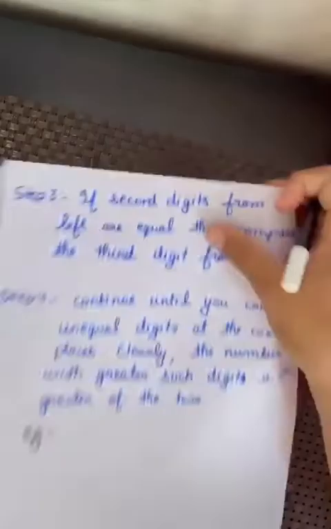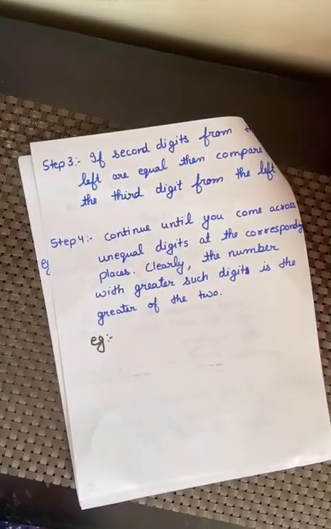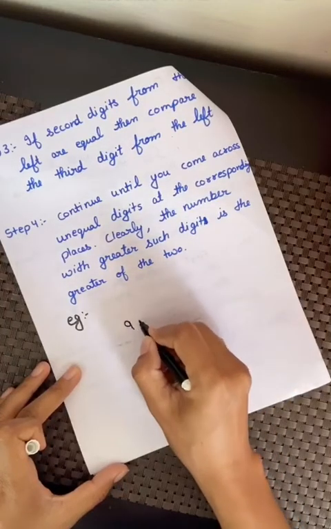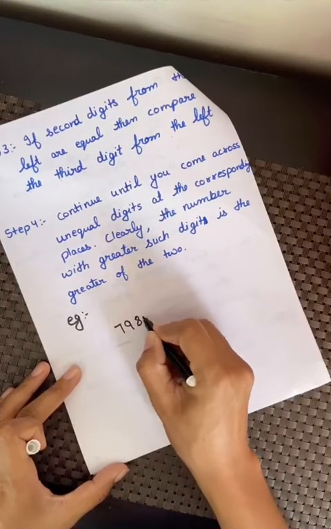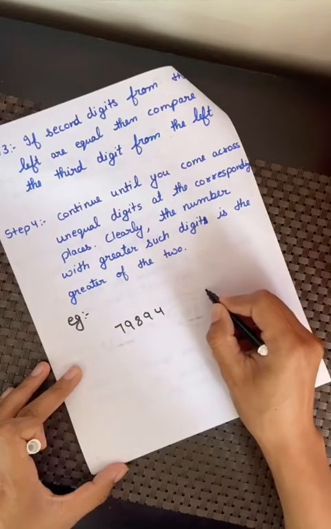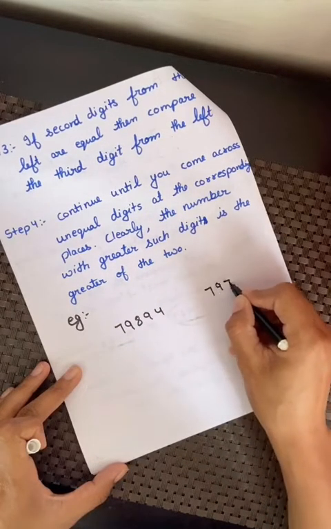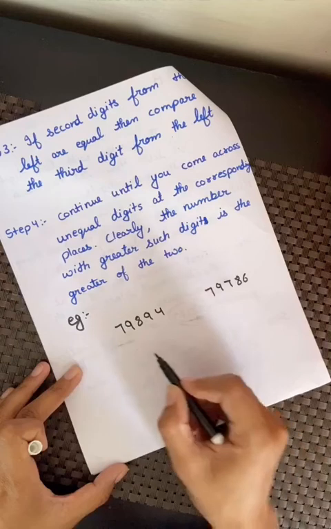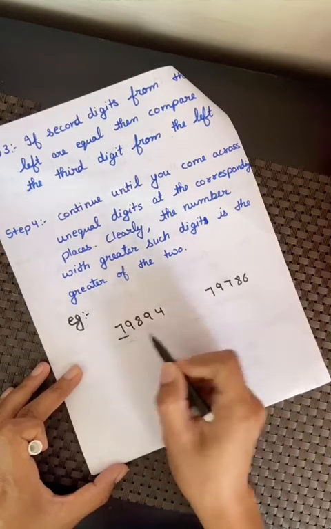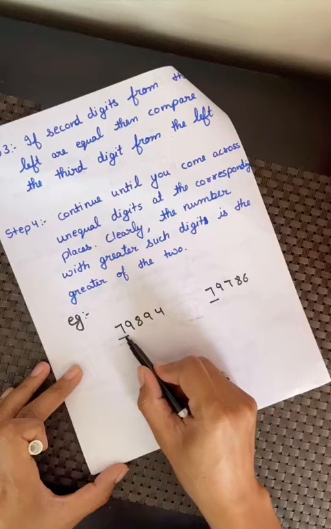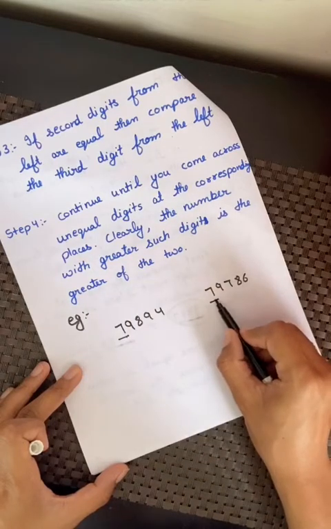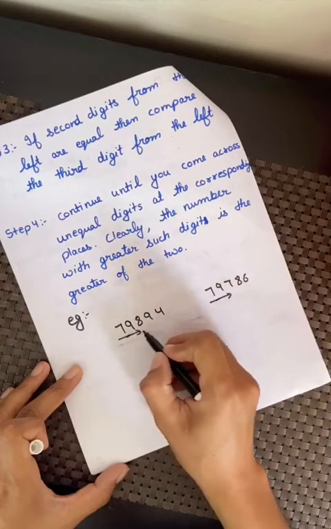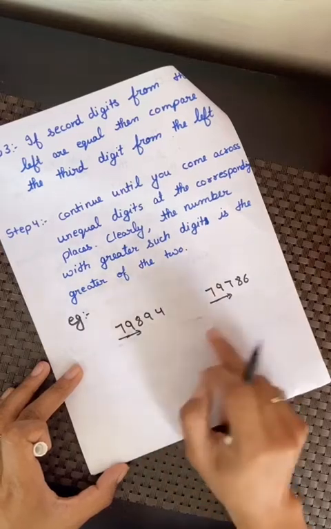We can take any example over here. Let me take one example to explain. Suppose we have 79894 and 79786. We have to compare which number is greater out of these two. First, let's see the first digit from the leftmost side. This is 7, this is 7, so we can't come to any conclusion. Let's move to the next digit. This is 9, this is 9, so they are both equal.